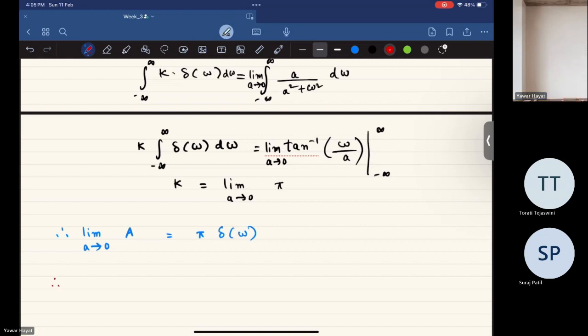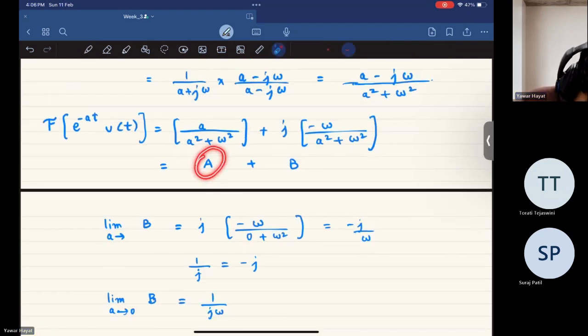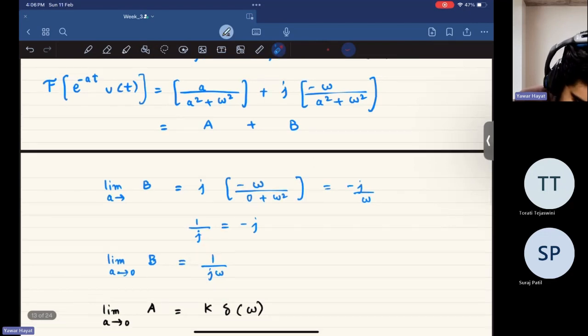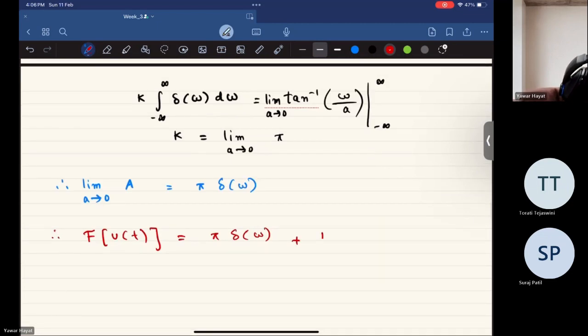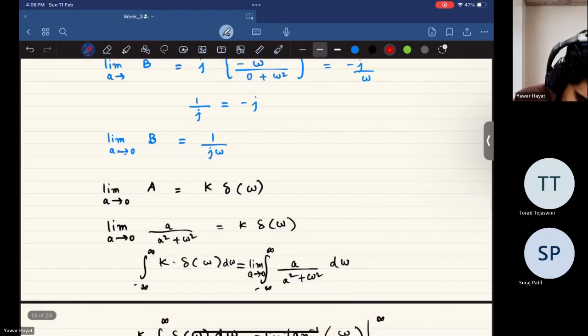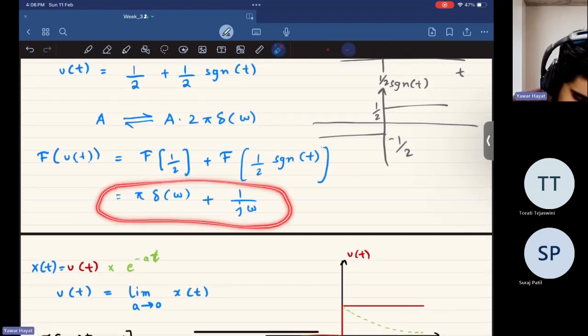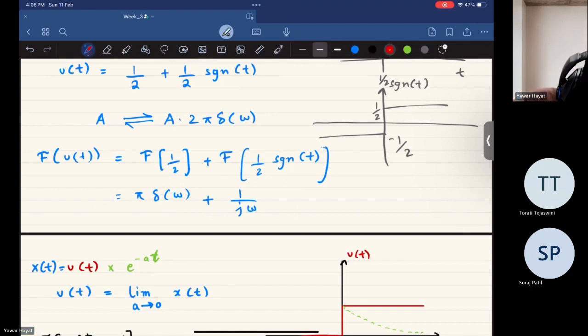Therefore, the Fourier transform of u of t is pi del of omega, this capital A, plus this capital B, right? Capital B in the limit a tends to 0 is 1 by j omega. So we again arrive at the same answer. Okay, so we saw two approaches, right? I'll write this as second approach.